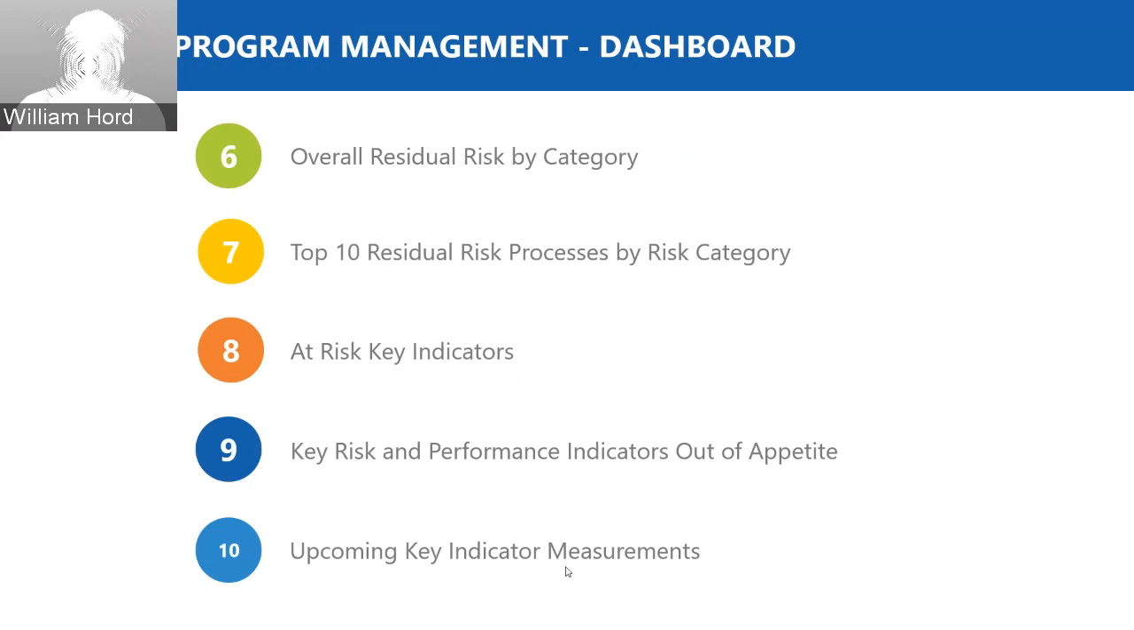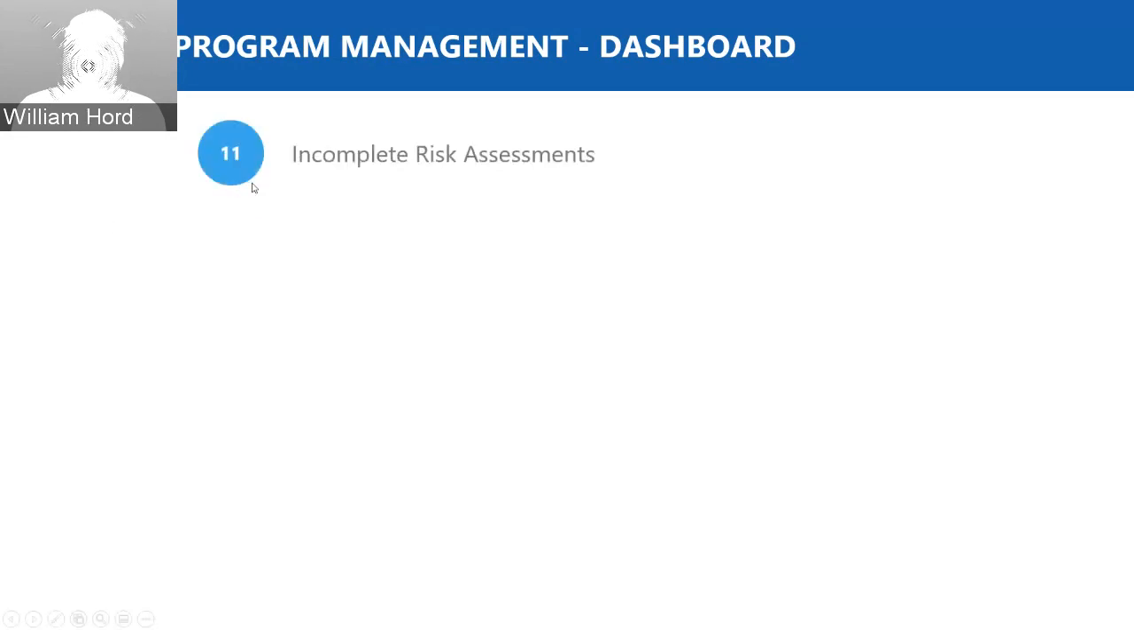If you're supposed to be getting certain metrics every single month and you're not getting them, it's very hard for you to be accurate in your overall risk management. So knowing what's coming also can help you to better manage. Incomplete risk assessment. So where are we at, right?